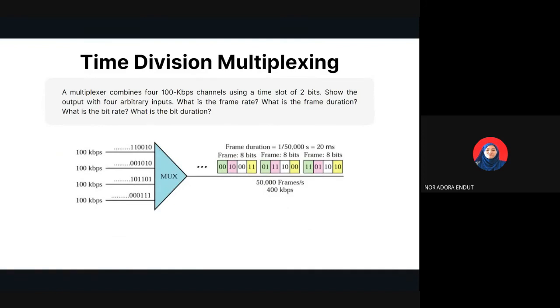Okay, another example. So far semua example ni adalah dia punya rate sama. Okay, so yang ni 100 kilobits per second, tetapi dia hantar instead of 1 bit, dia hantar 2 bit. Okay, so show the output with 4 arbitrary inputs. So for example lah, bagilah nombor-nombor ni untuk menunjukkan the contents of the frame.